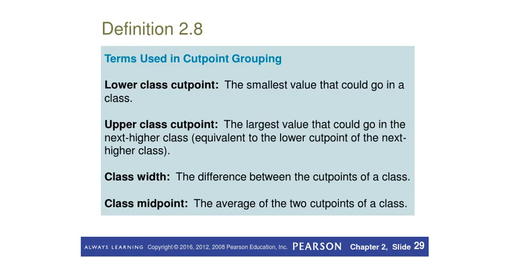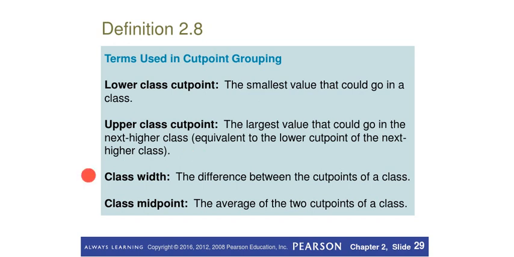Another way to group is called cut point grouping. We would use cut point grouping if we had data that came in continuous groups. In that case, we go to what we call cut points, a lower class cut point and an upper class cut point. The lower class cut point, just like our lower class limit, is the smallest value that can go into that class. But if we had continuous data, the largest value that could go into the next higher class, we call that the upper class cut point, and that's equivalent to the lower cut point of the next higher class. What we say is that we're looking for the next lower number that could fit into that group.